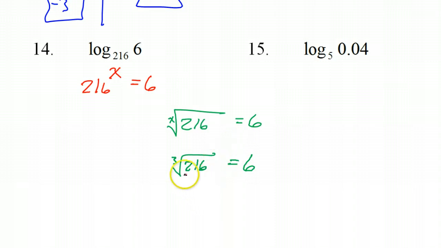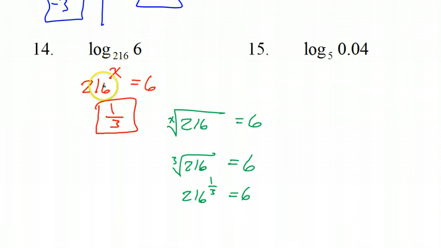Alright, well guess what? Third root is the same thing as the 1/3 power. You just have to memorize that. Alright, just the way it's defined. So that gives us the answer to this question. So the x here is 1/3. Alright, 216 to the 1/3 power, because that would be the third root.